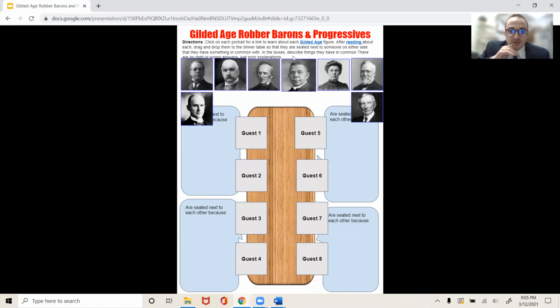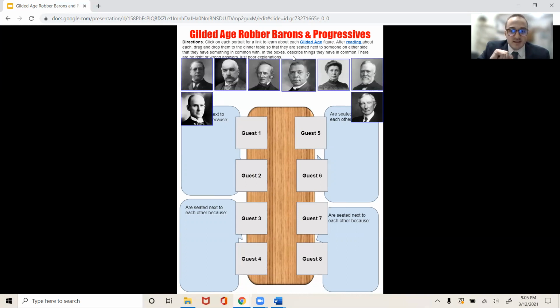There are no wrong answers on this. You just need to make an attempt at comparing the two people and finding something in common. So we don't want to sit all robber barons with robber barons. We're going to be mixing these people.